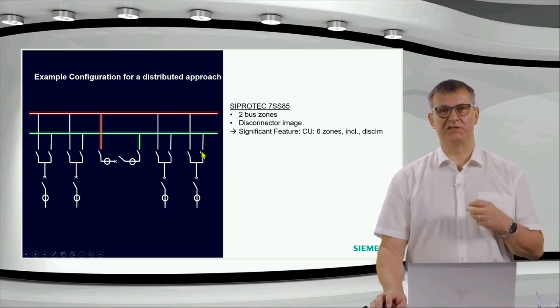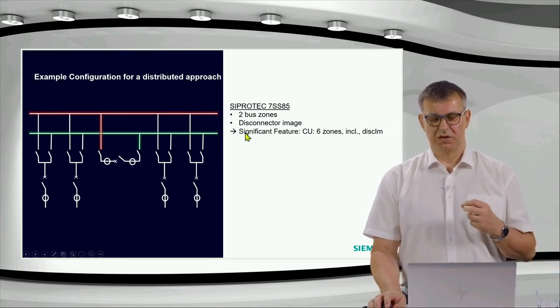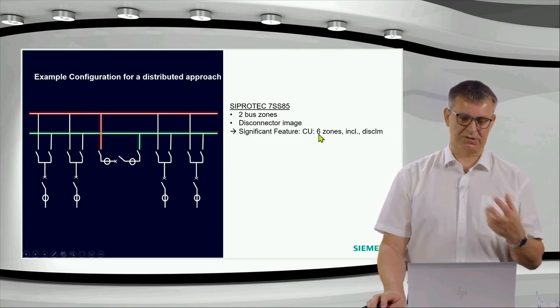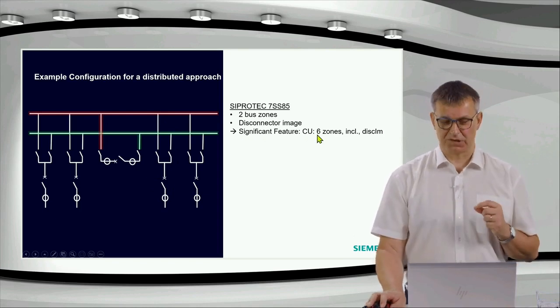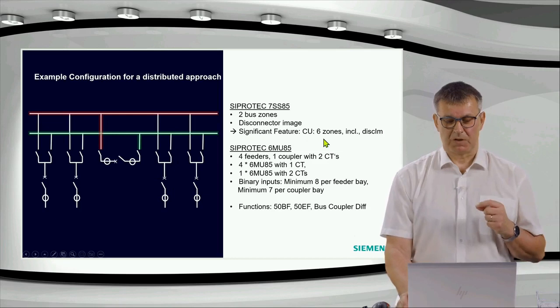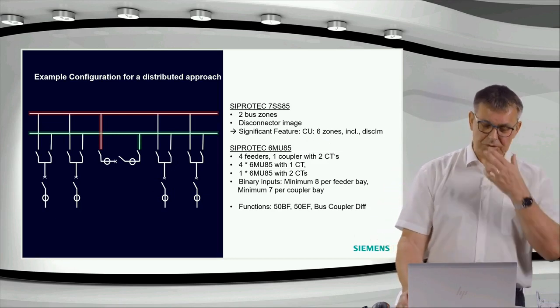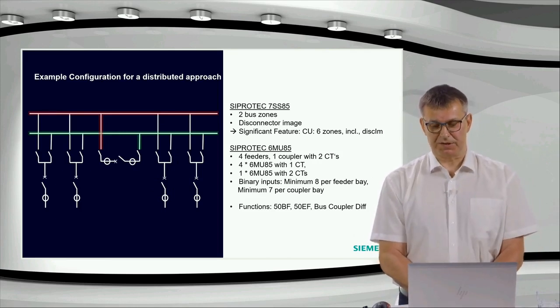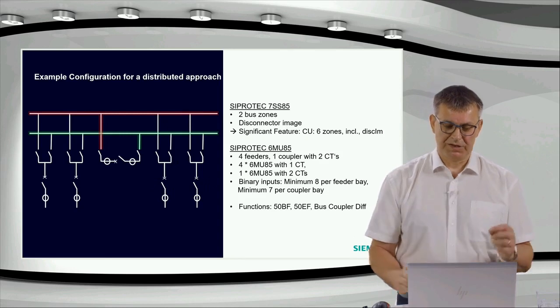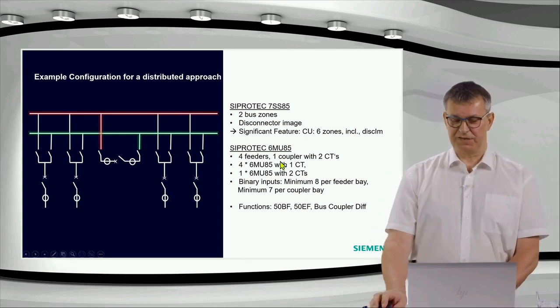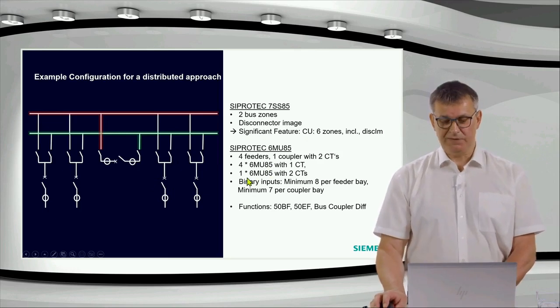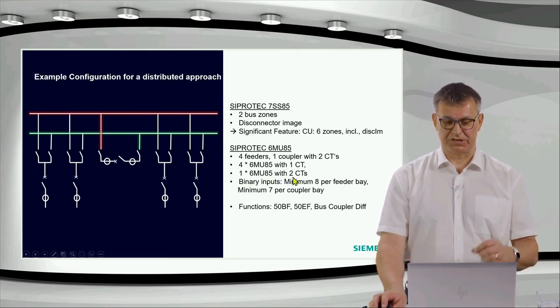As we want to configure a fully distributed busbar protection, we need a significant feature of a 7SS85 CU with 6 zones, which is sufficient, inclusive the disconnector image. We need bay units, we need merging units. We will use, Nina will use later, dedicated bay units, the 6MU85. We need this 4 times. We need 4 feeders, and we need 1 coupler with 2 CDs. So we will configure 4 6MU85 with 1 CD and 1 6MU85 with 2 CDs.